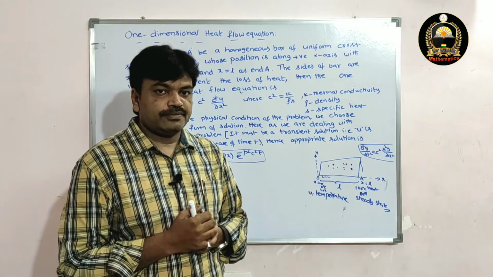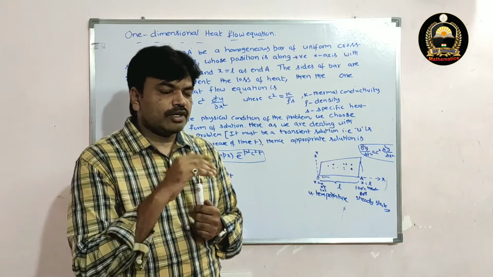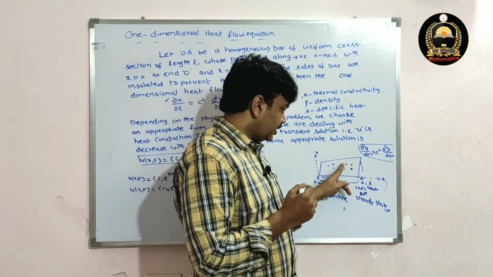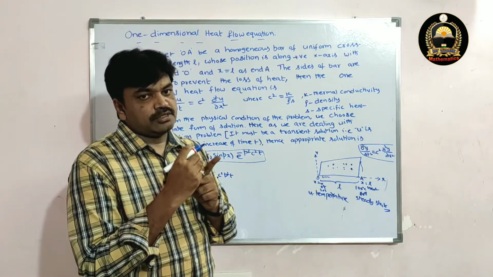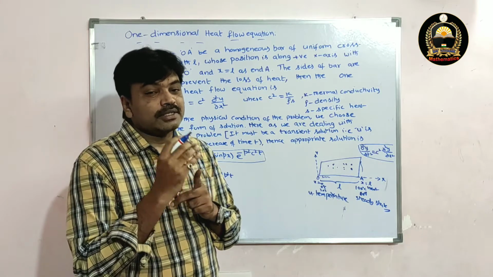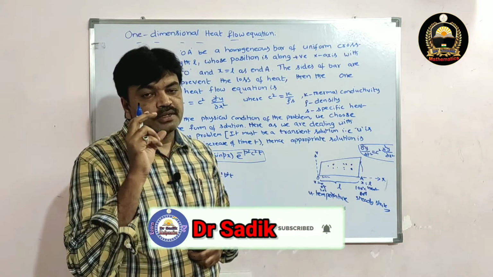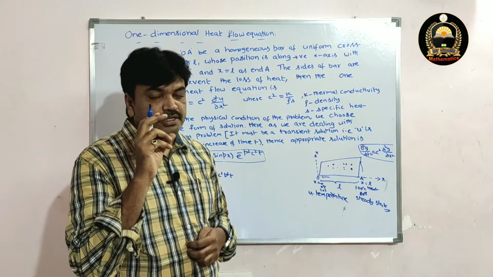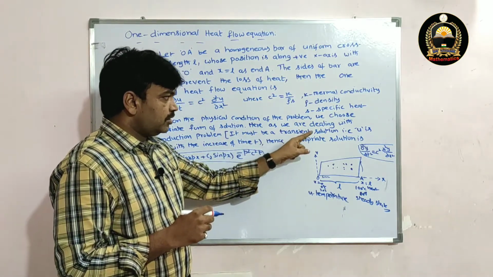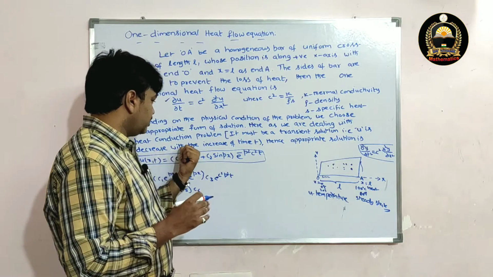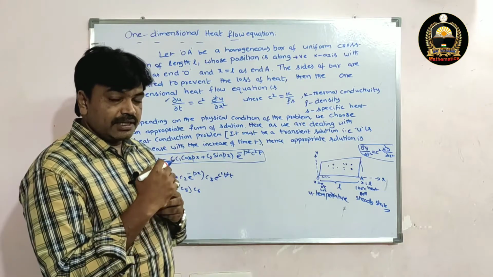What happens there, students? What happens when time increases? What happens in the bar, students? At the particle, the temperature is decreasing, students. That state is called transient solution, transient state. So see here, students, it must be a transient solution, that is, U decreases with the increase of time t.